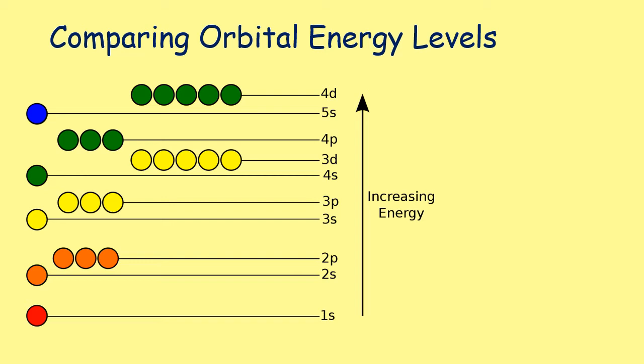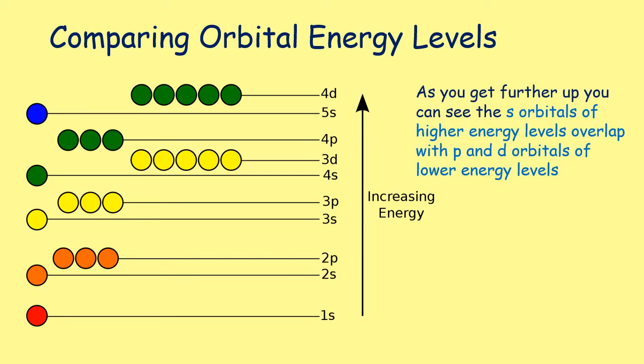So sometimes you may see it represented with the 3d coming before the 4s. In most cases, you will see the 4s coming before the 3d. This will be important when we start looking at transition metals, because you can get a little bit of choice of electrons deciding which one of those to go into. But the orbitals are always increasing in energy. So the s orbitals of higher energy levels overlap with p and d orbitals of lower energy levels. So we can see that with our 4s and our 3d and our 5s and our 4d on this diagram.